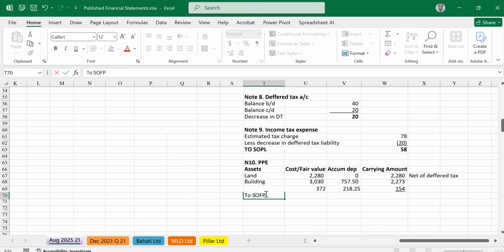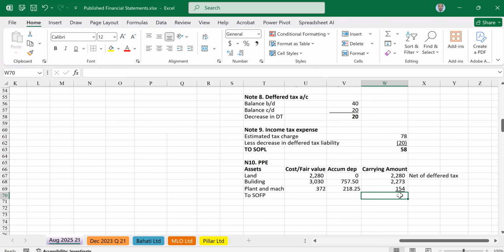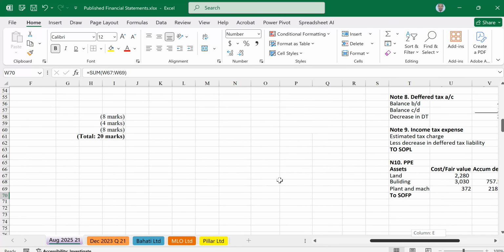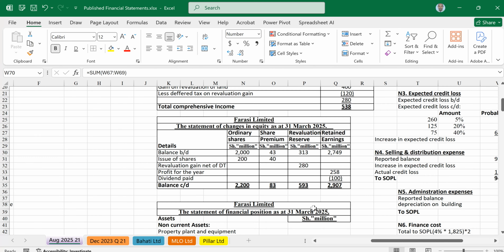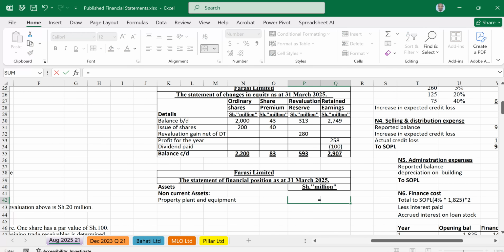SOFP. So land, building, plant and machinery, add them up to get your answer. Any question? Land, net of deferred tax. We say that land you take net of deferred tax, so the 24 minus the deferred tax that we had. Building, cost minus accumulated depreciation. Plant and machinery, cost minus accumulated depreciation to get 706. That therefore means that the value for property, plant and equipment is what we've gotten here.